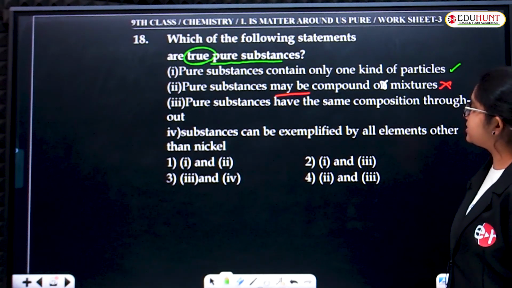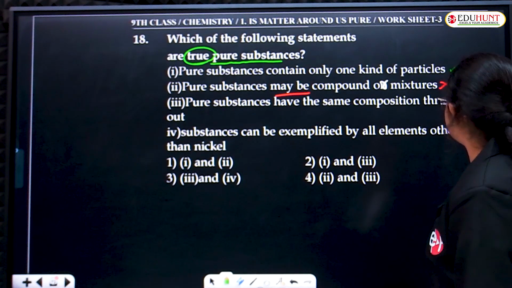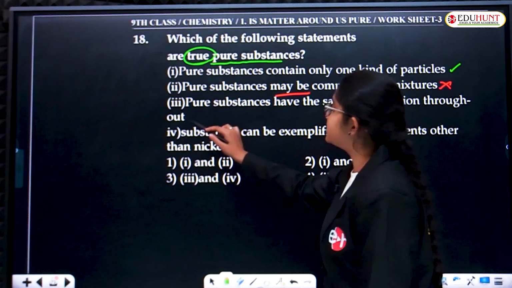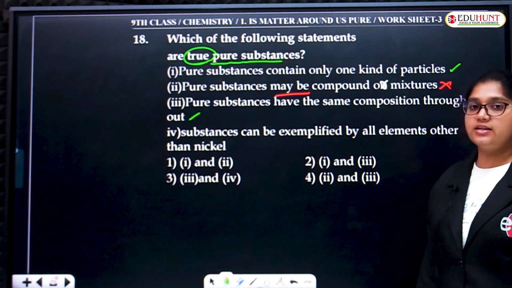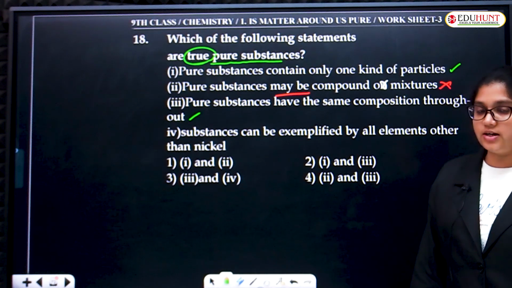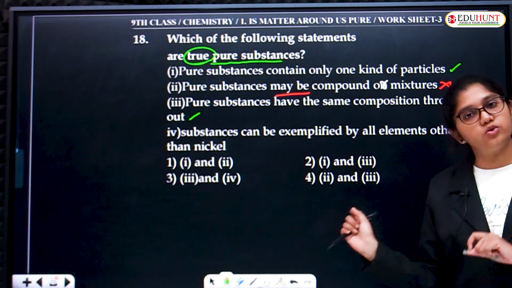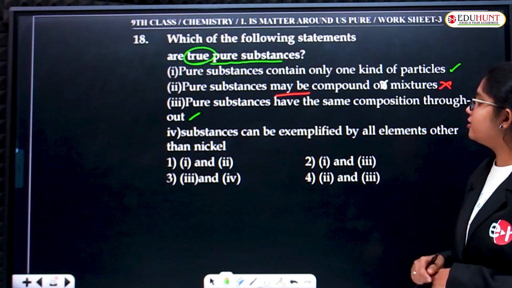Now, pure substances have the same composition throughout. Yes, it is having the same composition throughout. It is having the same composition, అంటే మొత్తం సొల్యూషన్ అంతా ఒకేలా ఉంటుంది. There is no change.